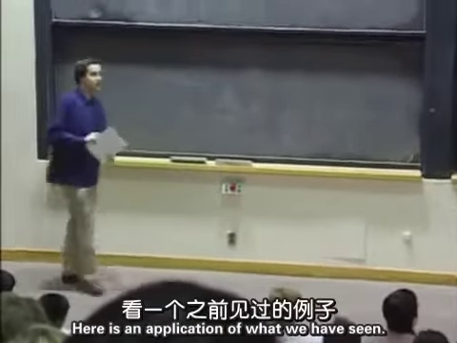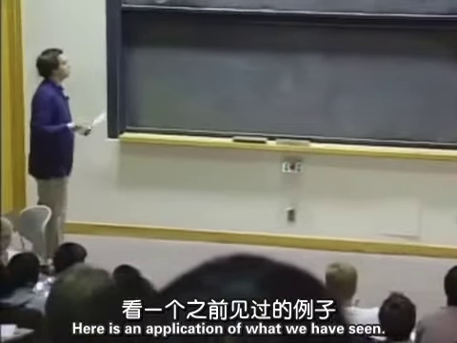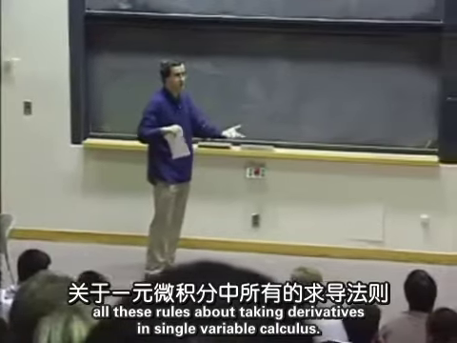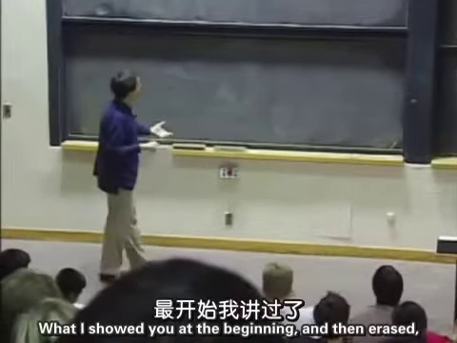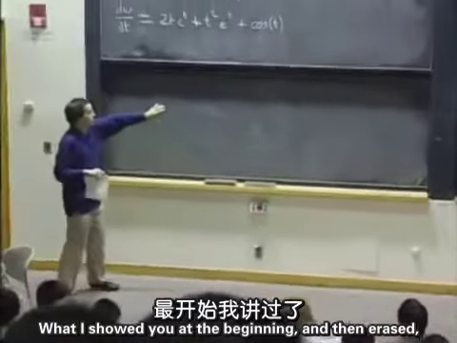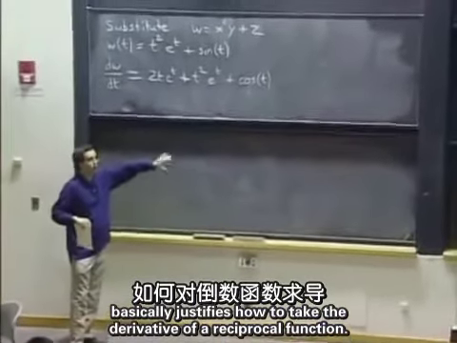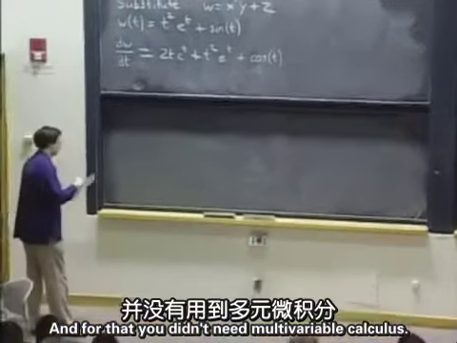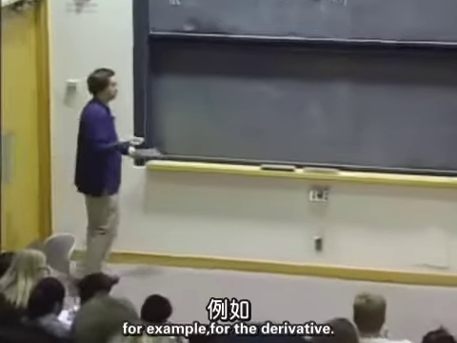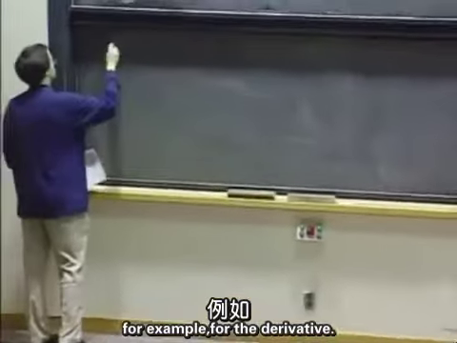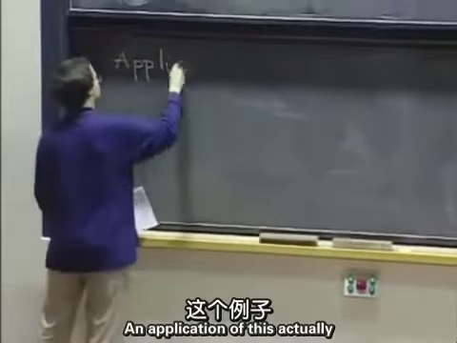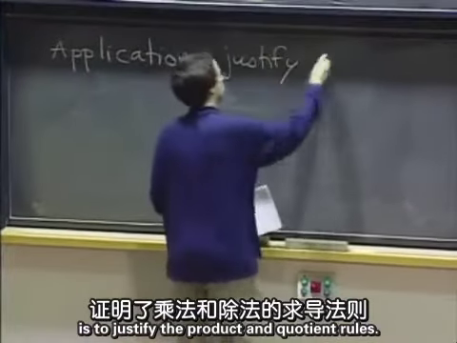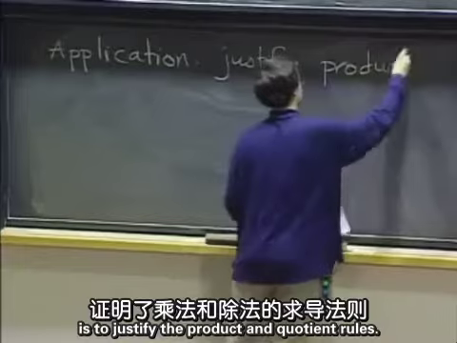So let's see, here's an application of what we've seen. Let's say you want to understand all these rules about taking derivatives in single variable calculus. What I showed you at the beginning and then erased basically justifies how to take the derivative of a reciprocal function. And for that, you didn't need multivariable calculus. But let's try to justify the product rule, for example. So an application of this is to justify the product and quotient rules.